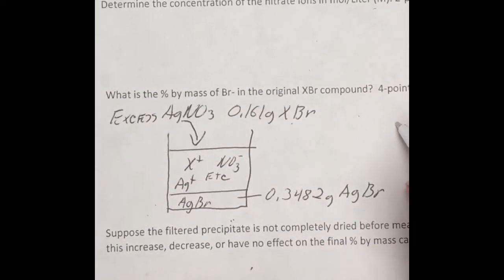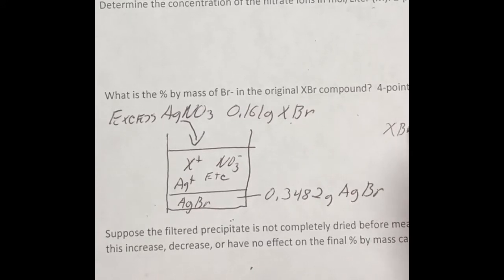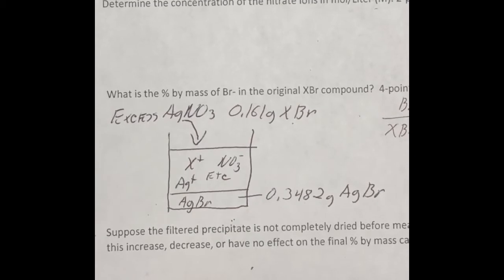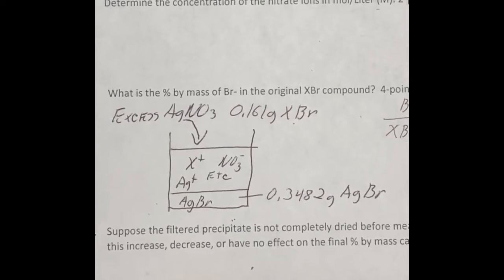The formula would be the mass of Br minus in grams divided by the mass of XBr in grams, times 100%, and that would equal the percent Br in XBr.